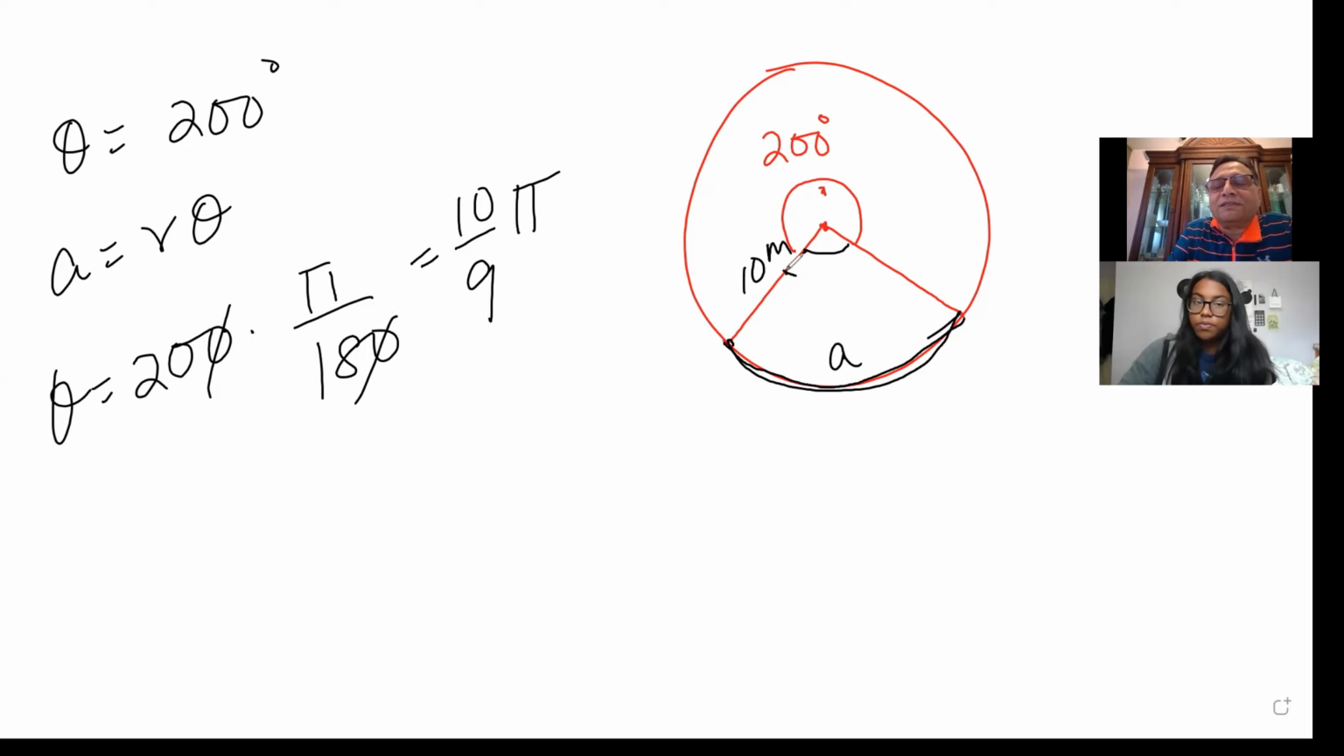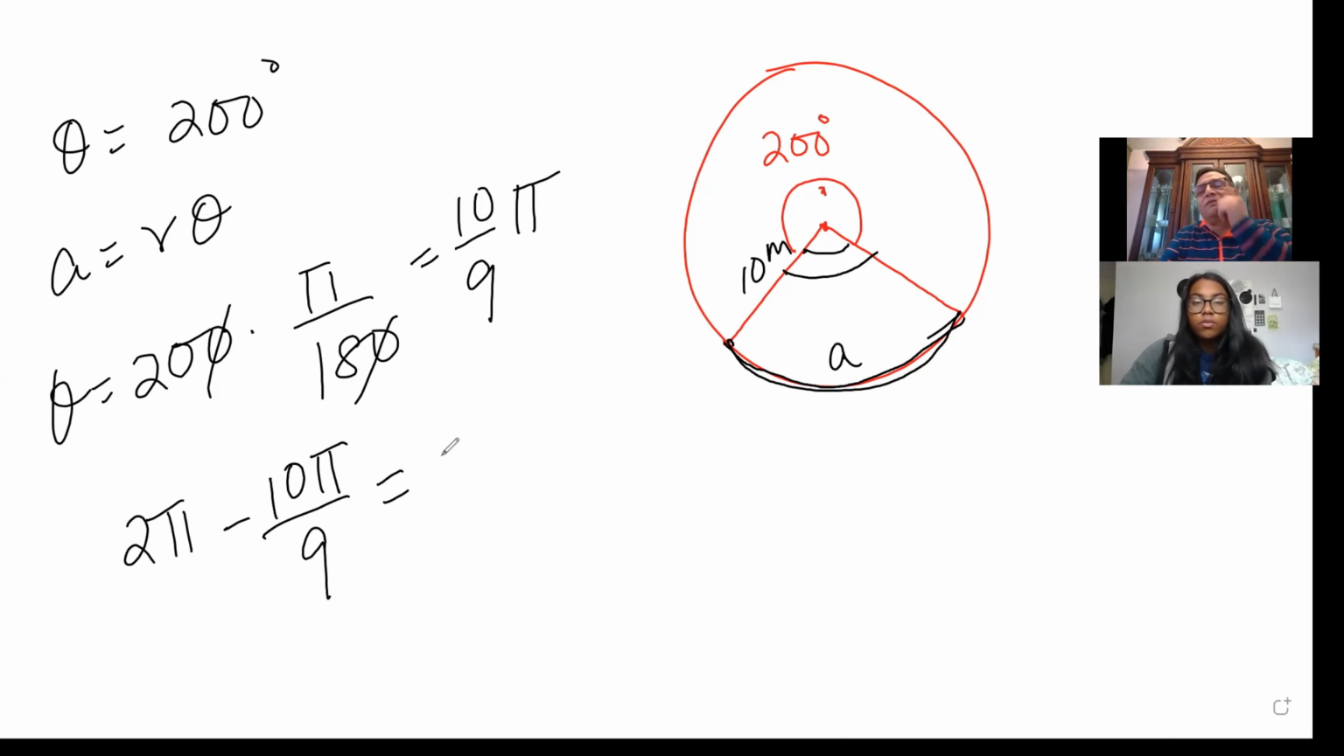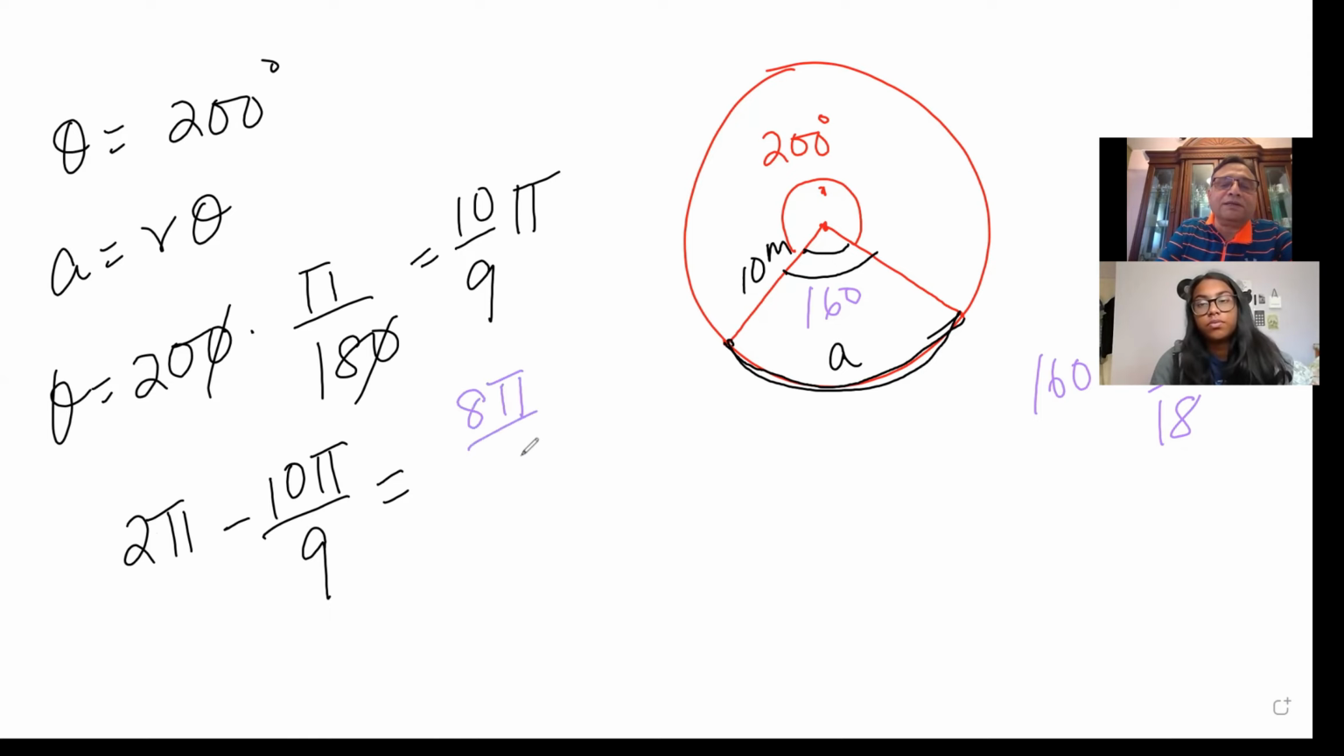But we are interested in this angle, correct? So that is 2 pi minus that. Or you could have done 160 and then do the conversion, correct? You could find this as 160 and convert 160 into radians by multiplying pi by 180 to get your answer, which will be the same as we are calculating here. 18 minus 10 is 8 pi by 9.